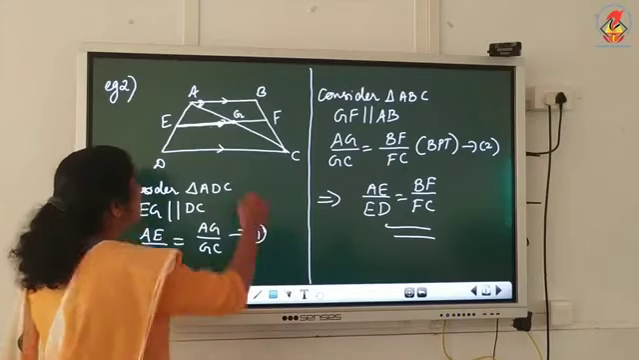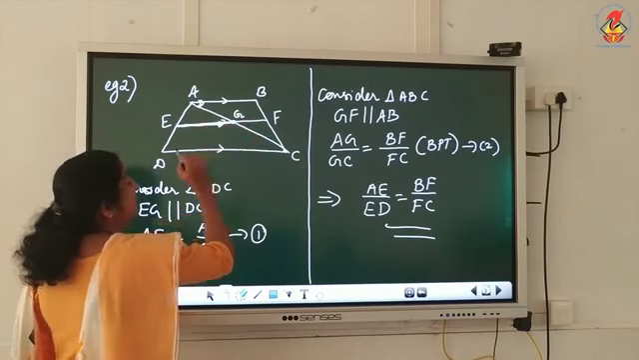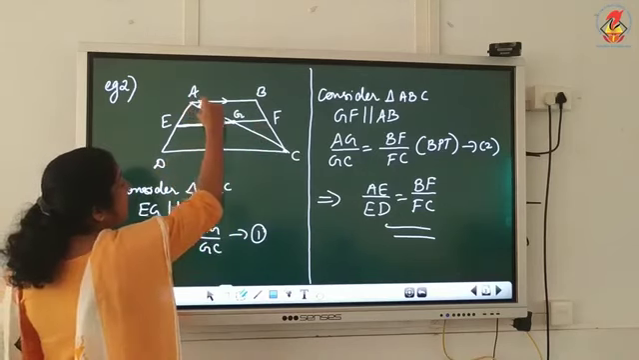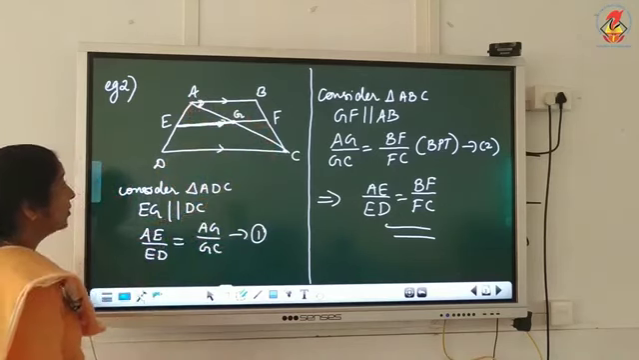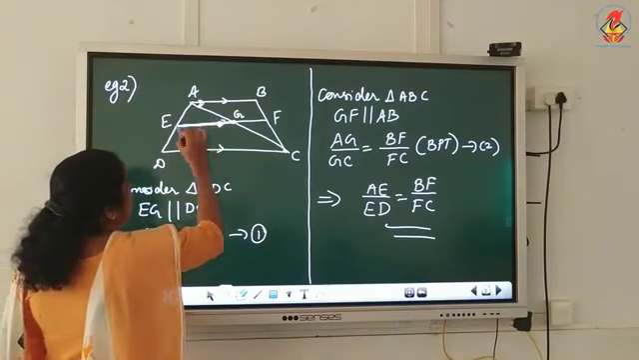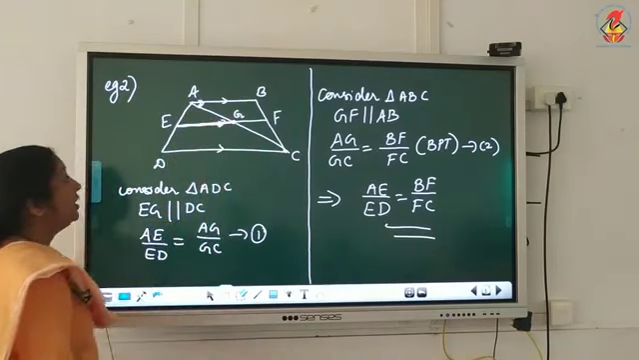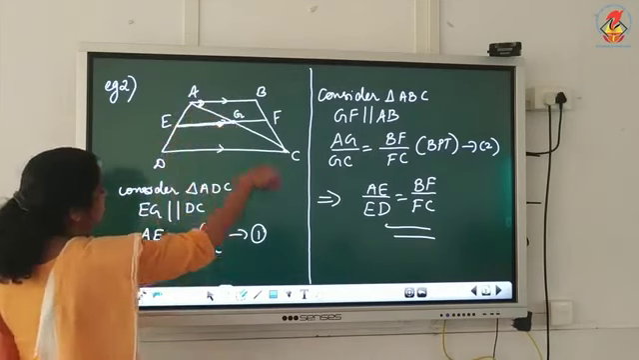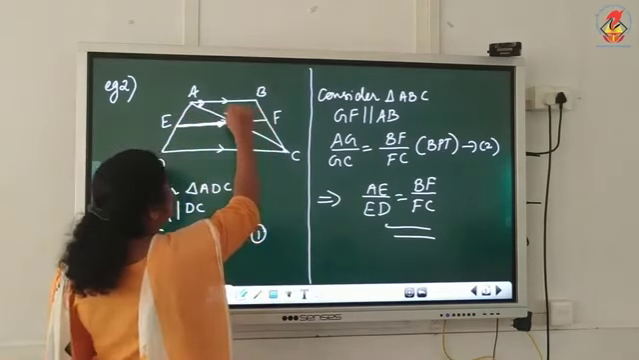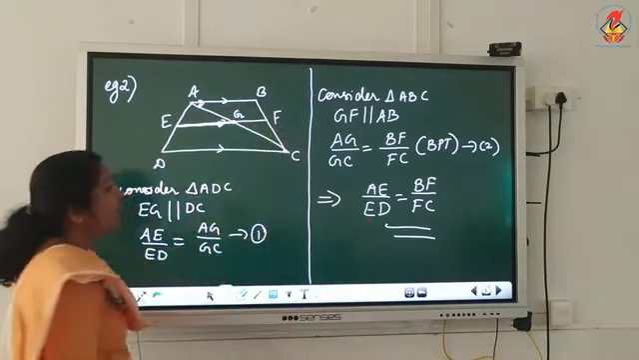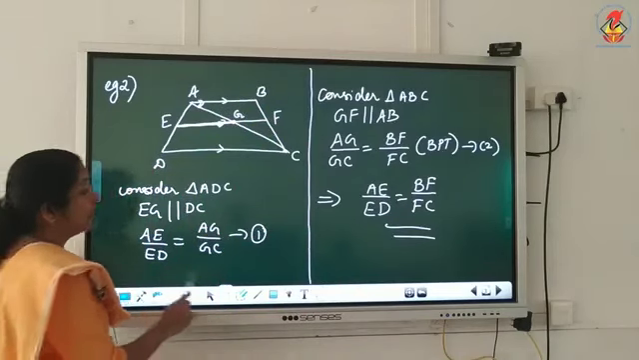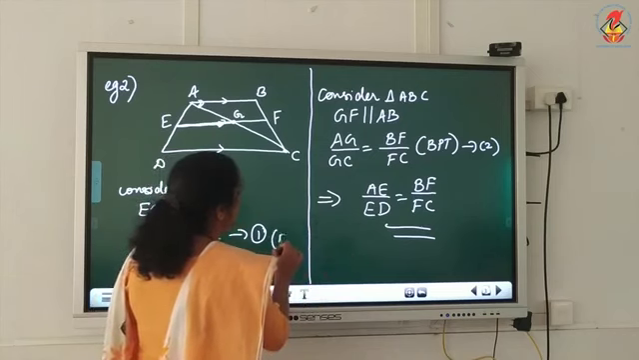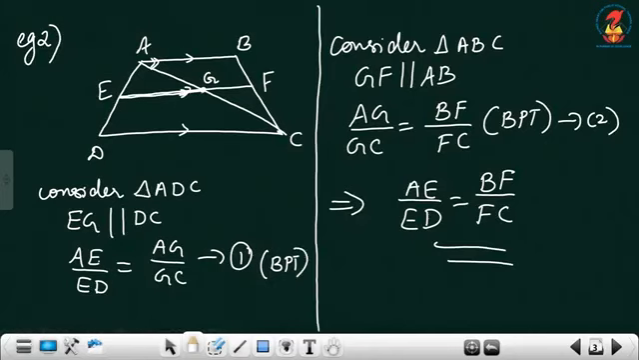So, here what we have done is AB is parallel to EF and which is parallel to CD. So, all these three lines are parallel. Then we have drawn a line AC, and then we have considered this triangle ADC in which EG is parallel to CD. So, AE by ED is equal to AG by GC, and in the second triangle AG by GC is equal to BF by FC. Combining these 1 and 2, we can write AE by ED is equal to BF by FC. This is the final answer.